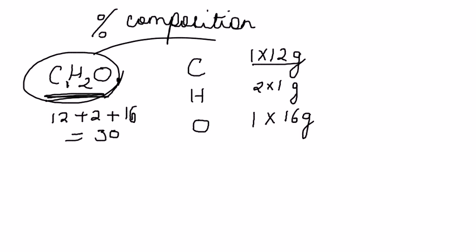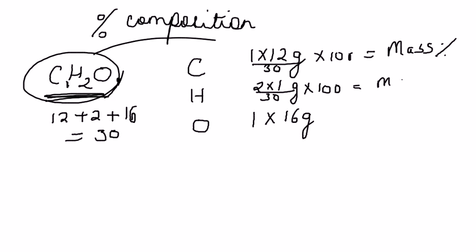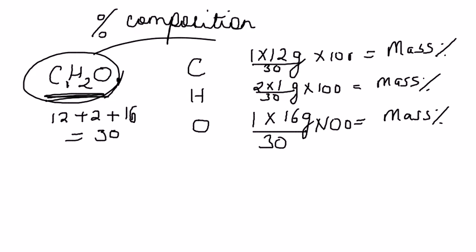So 12 divided by the total, which is 30, times 100, is going to give you the mass percent due to carbon. Likewise, 2 divided by 30 times 100 is going to give you the mass percent due to hydrogen. And then 16 divided by 30 times 100 is going to give you the mass percent due to oxygen. When you work these numbers out, you should be getting a number close to about 40% for carbon, about 6.67% for hydrogen, because the 6 just repeats.